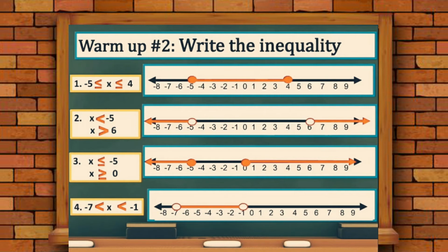And if we also compare the value of x to -1, we can also see that the value of x is less than the value of -1. That's why we will also use less than. So our solution is -7 is less than x, x is less than -1.